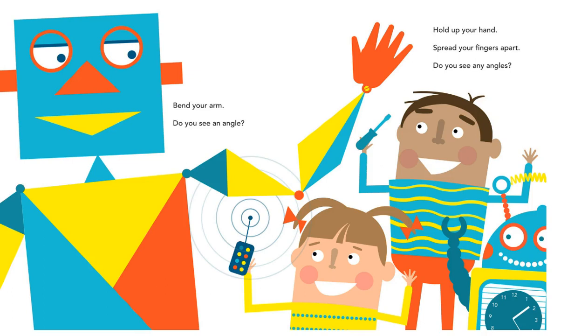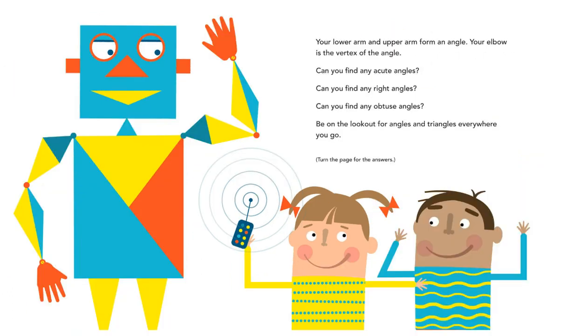Bend your arm. Do you see an angle? Hold up your hand. Spread your fingers apart. Do you see any angles? Your lower arm and upper arm form an angle. Your elbow is the vertex of the angle.